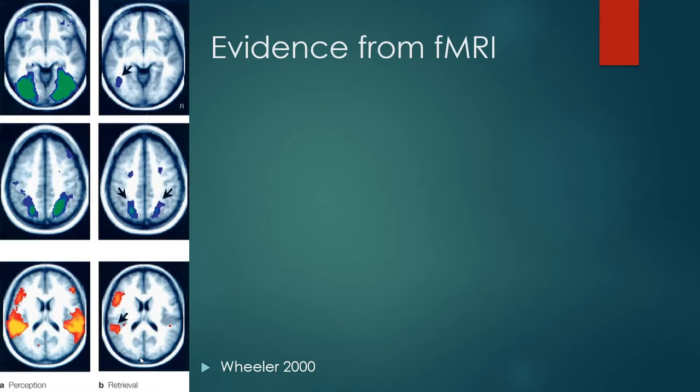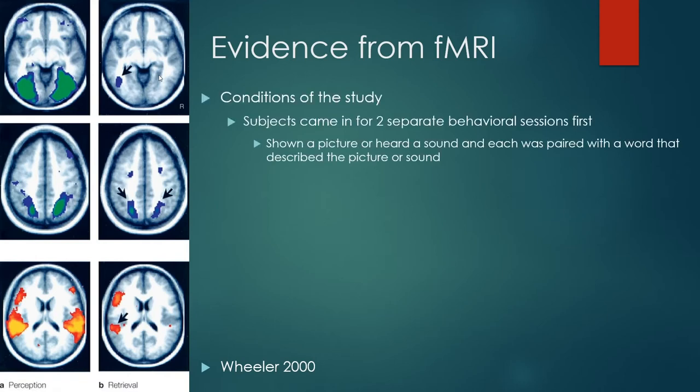And so we have some evidence from MRI. This is a really cool study. This is one that I really like, because it has a lot of cool implications about what we can study. So the conditions of the study: they brought people in for two different behavioral sessions where they showed them a picture and they heard a sound that was paired with that picture. So they saw a picture of a bell and heard the sound of a bell. And it was so that they could show them a picture and have them think of the sound, right?